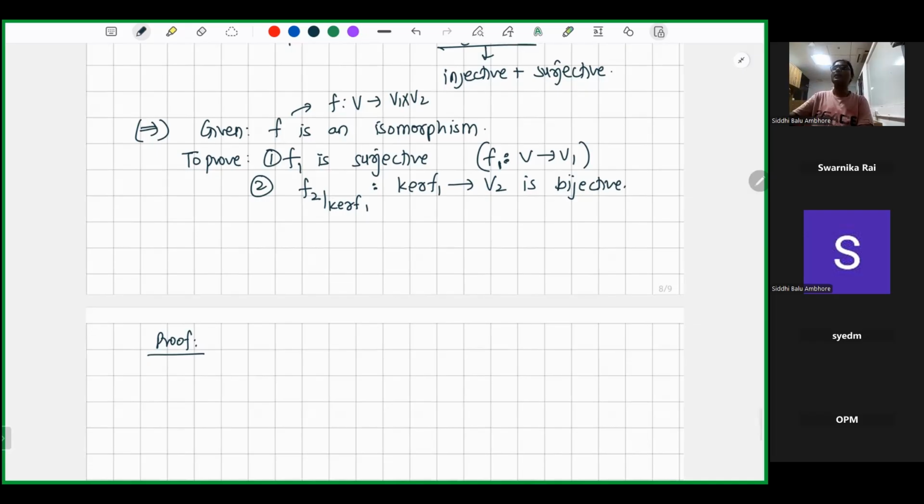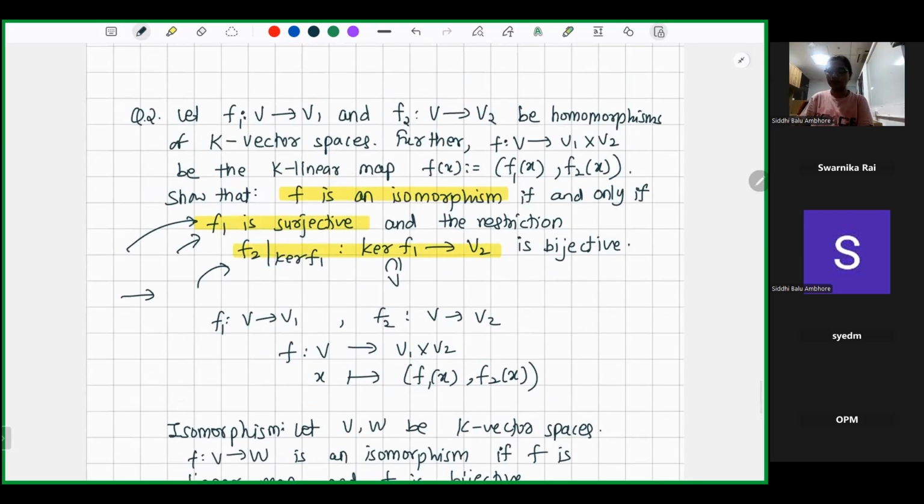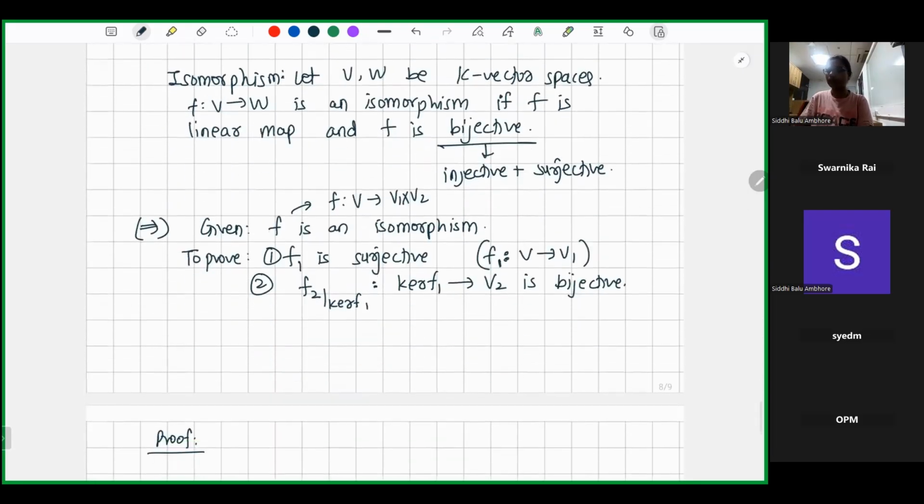For the converse part, to check that F is an isomorphism, I will be proving that it is injective, surjective, and a linear map. That's there because that's how we have defined it. So F is linear, so we do not need to check, though we can check that as well. But for now, we are given that F is an isomorphism, so we will use those conditions, that it is injective, surjective, and linear, to prove this.